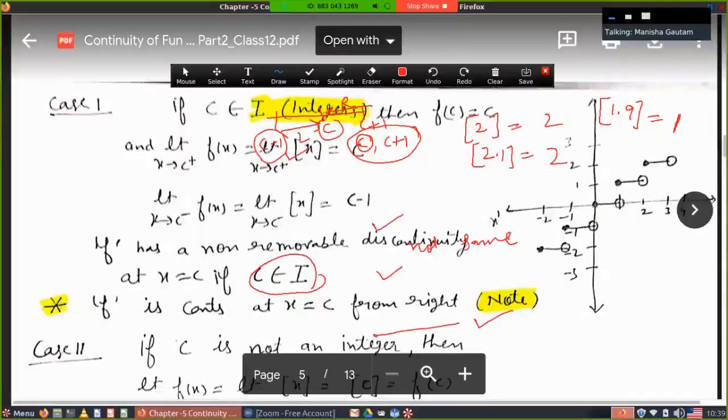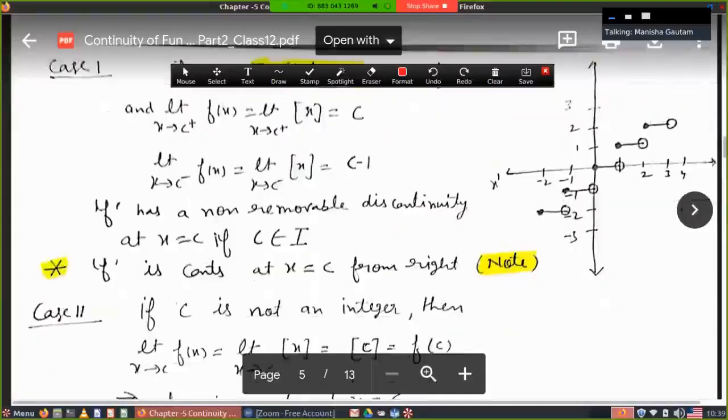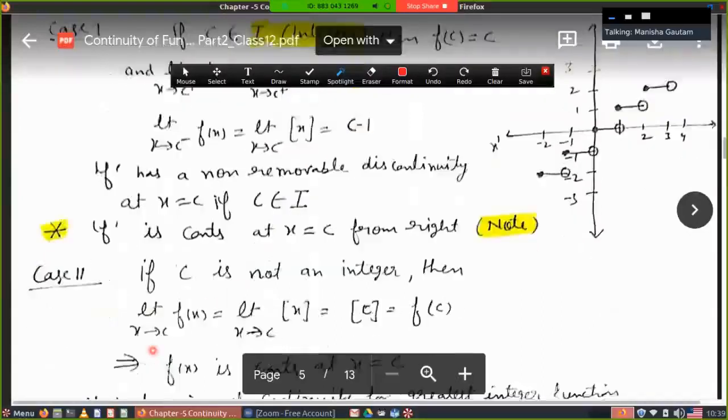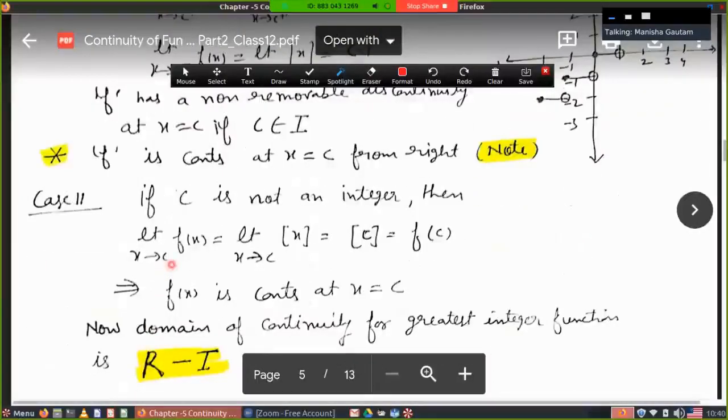Now, other than an integer, if you take the value, what will be the result? Let's see. If c is not an integer, when you tend towards that number from left and right, you get the same value. f of c is the greatest integer of c, and the greatest integer of x as x tends to c is also the greatest integer of c. In both cases we get the same value, which means the function will be continuous.